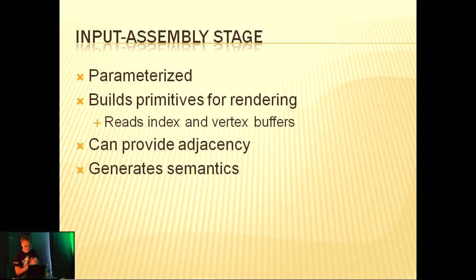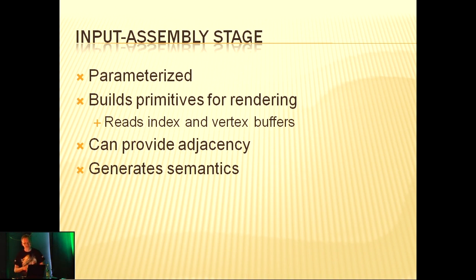The primitive assembly stage is parameterized, so it's not programmable pretty much in any way. Its purpose is to build up primitives. It receives as its input the index data, the vertex data, and what kind of primitives you're going to render, how you're going to read the input layouts and stuff like that, how you're going to read those vertices and actually generate the renderable geometry.